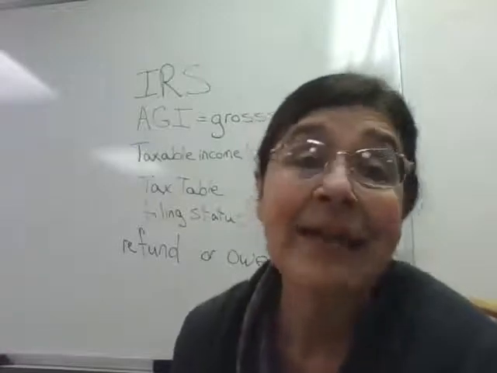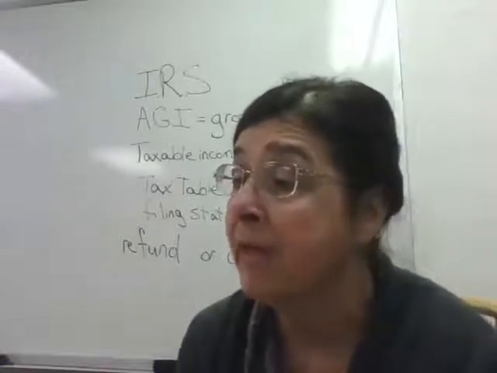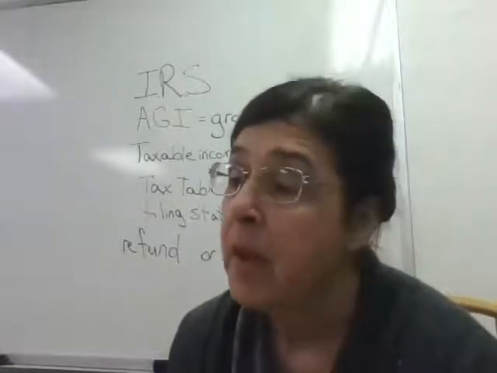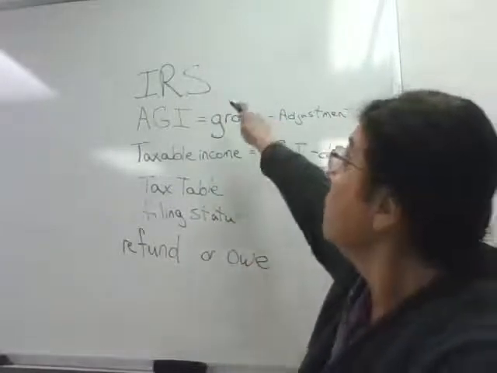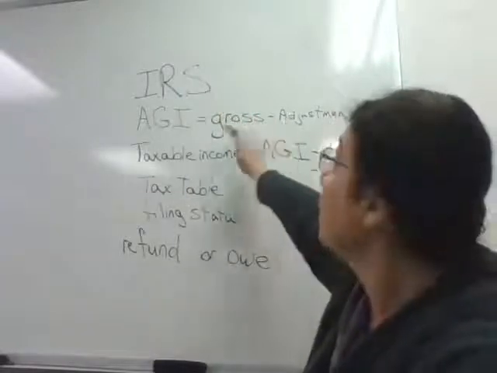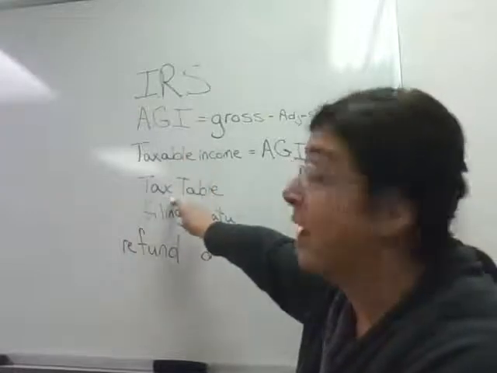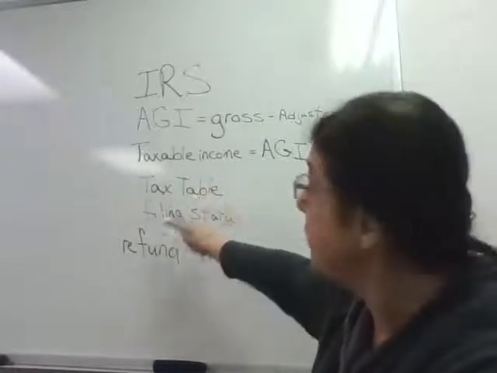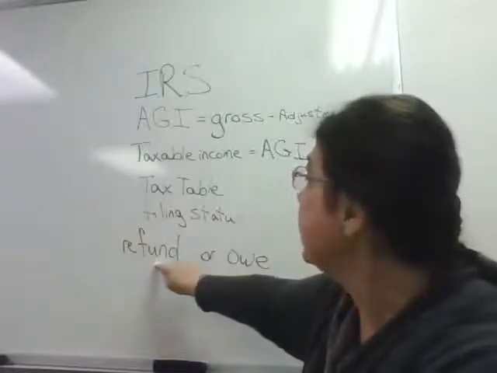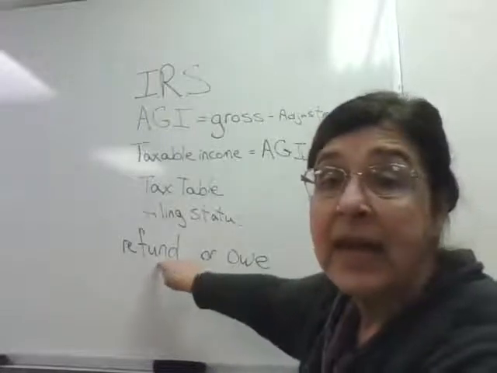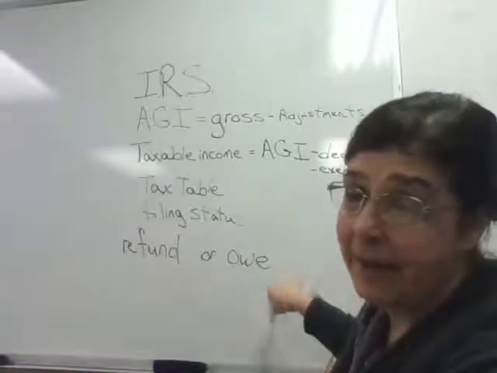Hello, math class. It's time to start lesson 11.2, the second lesson in chapter 11, Federal Income Taxes. In this lesson, we will be learning the following vocabulary: the IRS, your AGI, your taxable income, how to look at a tax table, to figure out your filing status, and how to calculate if someone's going to get a refund or if you still owe tax money.